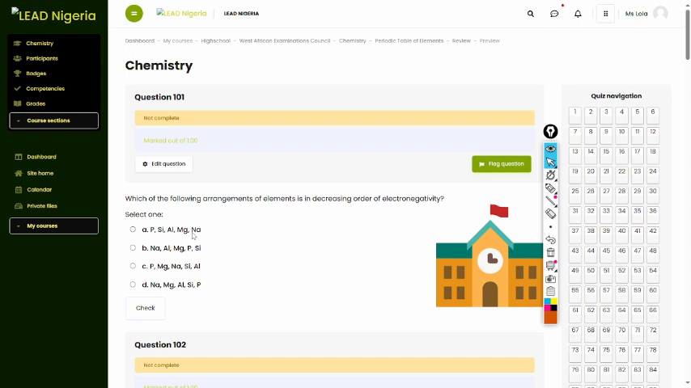Electronegativity describes the ability of an atom to gain electron. So as you're going across the period from metals to non-metals, non-metals tend to gain electron more easily than metals. So across the period, electronegativity increases. If we arrange this in order of decreasing electronegativity, we'll start from the one with the highest electronegativity, which would be the non-metal, down to the metal.